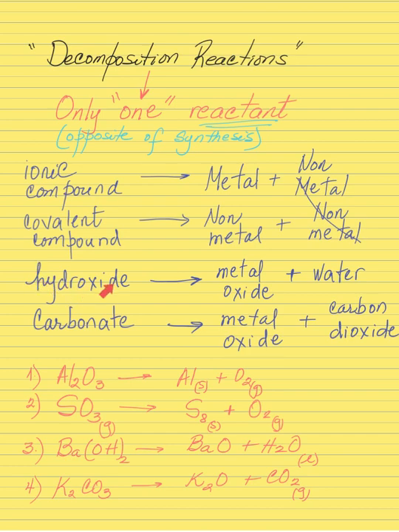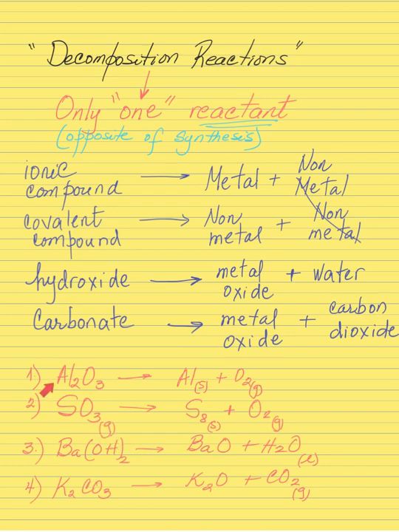See? The hydroxide, let's say that you have, I don't know, aluminum hydroxide decomposing, is going to decompose into the metal oxide, aluminum oxide, plus water. Or if you have a carbonate, aluminum carbonate, is going to decompose into the metal oxide and carbon dioxide. Aluminum carbonate will decompose into aluminum oxide plus carbon dioxide. Questions about that? No? And you have examples over here.